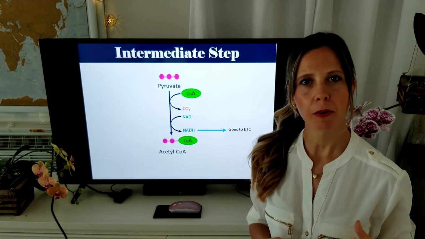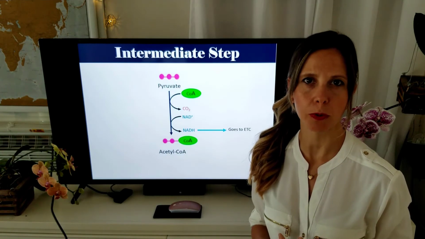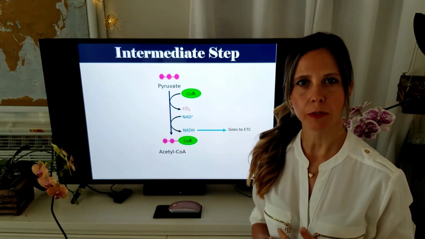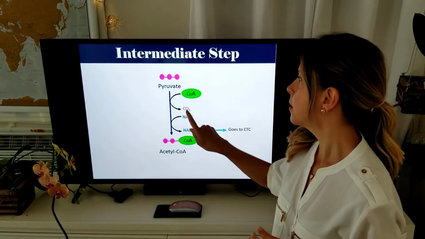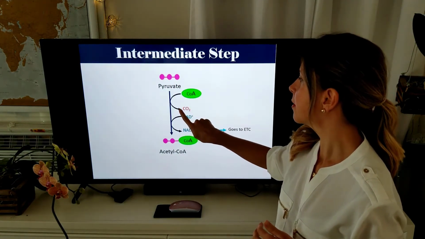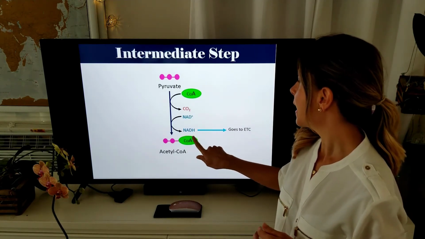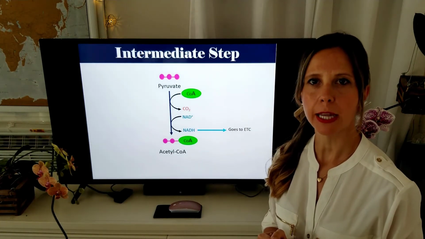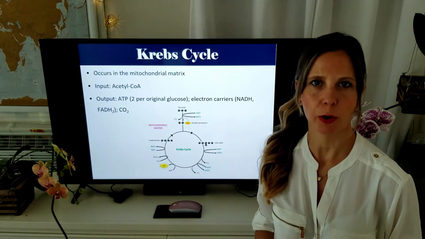Between glycolysis and the Krebs cycle, we have an intermediate step. During this step, pyruvate is going to enter the mitochondrial matrix via active transport. Pyruvate is then going to be converted to acetyl coenzyme A. This conversion occurs through the loss of a carbon atom in the form of carbon dioxide. We also form more NADH, and that NADH will move on to the electron transport chain. Coenzyme A then drops off acetyl at the Krebs cycle.